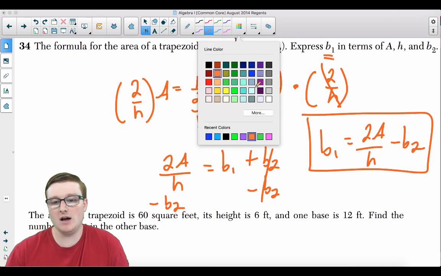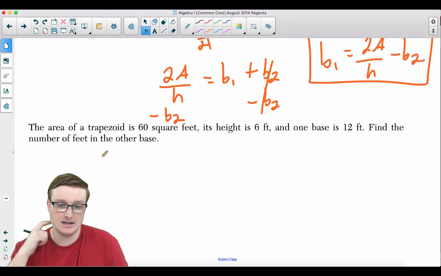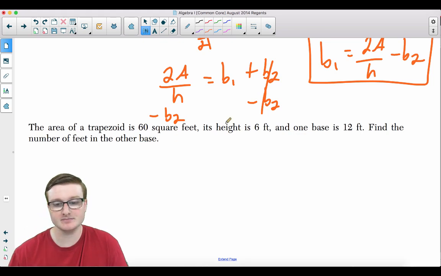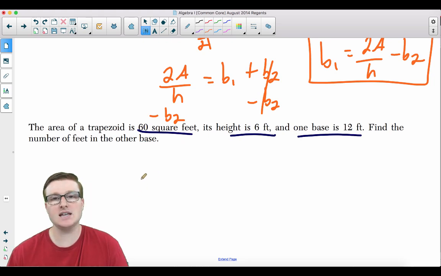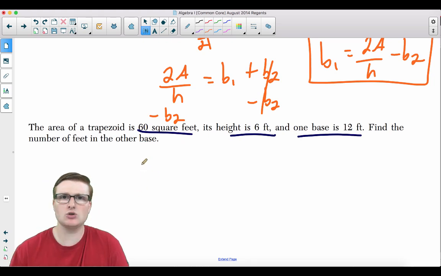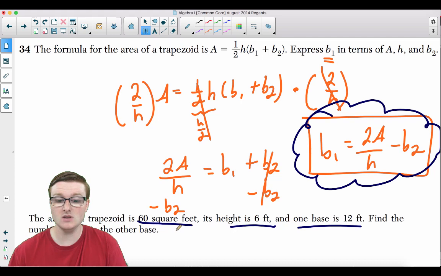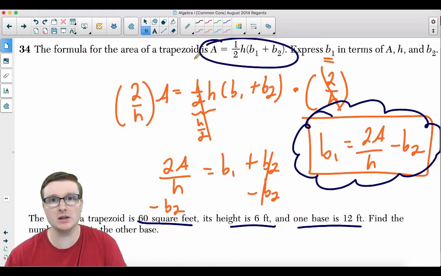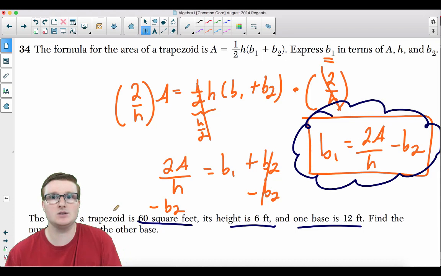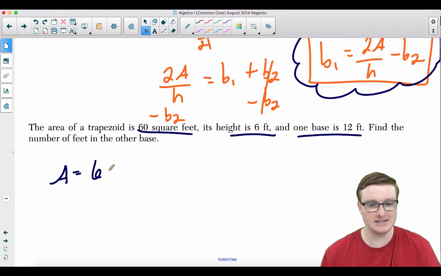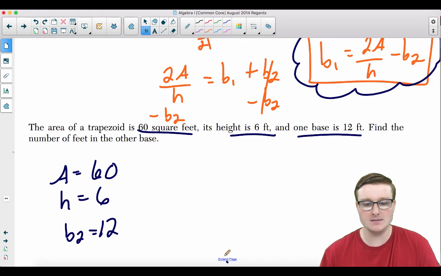Now, there's a follow-up question. It says that the area of a trapezoid is 60 square feet, its height is 6, and one of the bases is 12. Find the number of feet in the other base. What's so great about this question is that we don't even need to plug these values back into the original formula, because it's saying find the other base. Well, your formula is already in terms of the other base. So your A is going to be 60, your h is 6, your b2 is 12. We are trying to find b1.